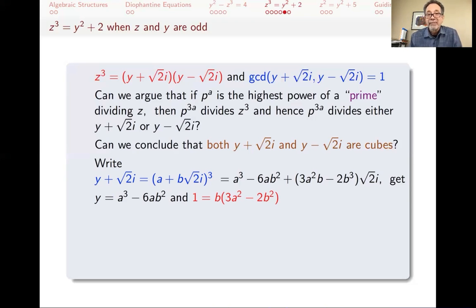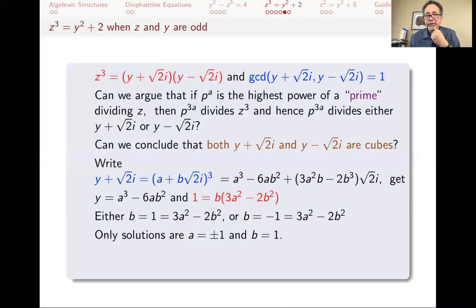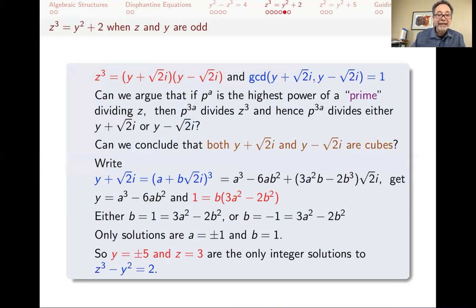Which two integers multiply and give you 1? Either both of those numbers are 1, 1 times 1 is 1, or minus 1 times minus 1 is 1. The only solutions you get from these is b is 1 and a is plus or minus 1. If you put those back in, you will get that y equals plus or minus 5 and z equals 3 are the only integer solutions to z cubed minus y squared equals 2.